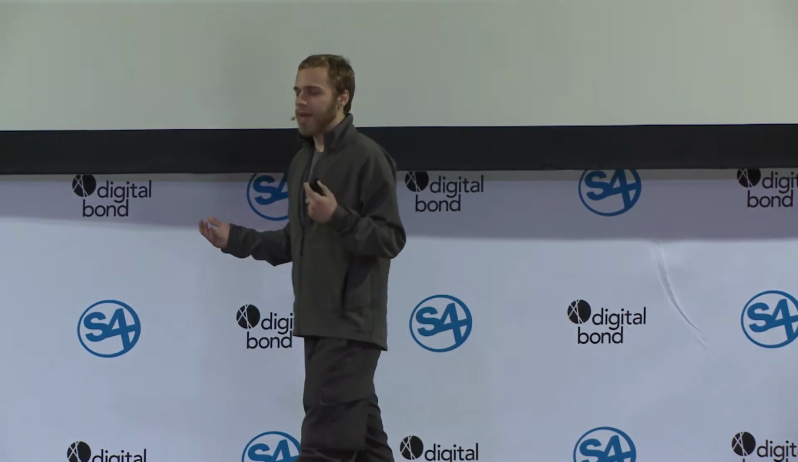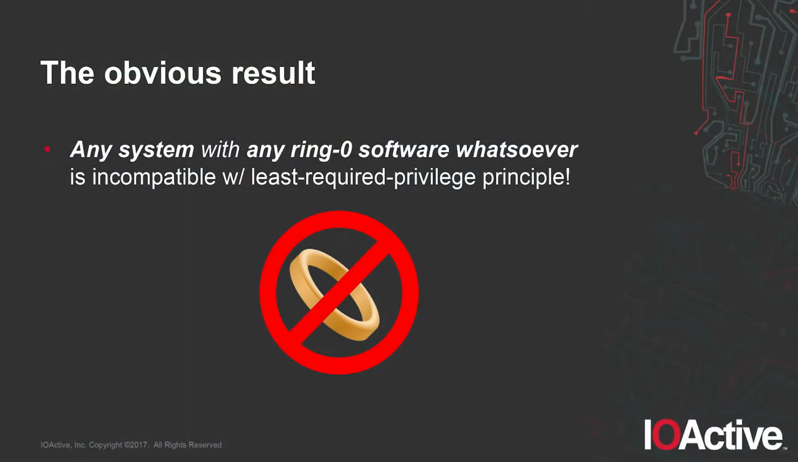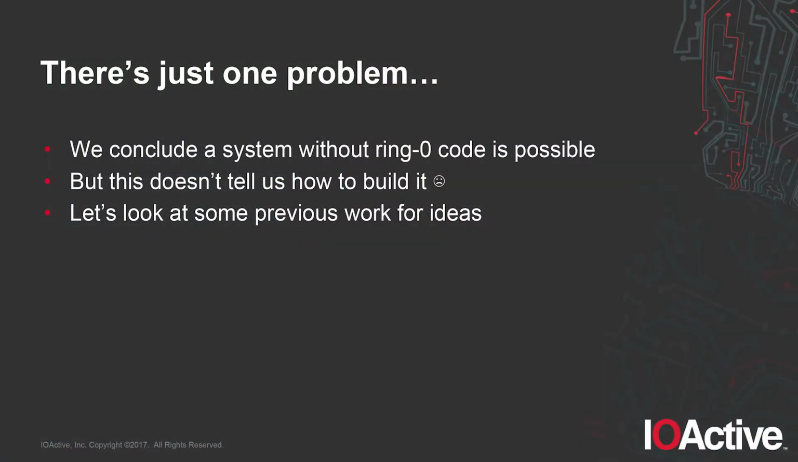Fundamentally, what this tells me is that any system that has any code whatsoever running in ring 0 is violating the principle of least required privilege. So here's the question. We can conclude based on this that it should be possible to build an OS in which we don't have any code running in ring 0. But this just tells us it seems like it should be possible. It doesn't tell us anything about how we actually build it.